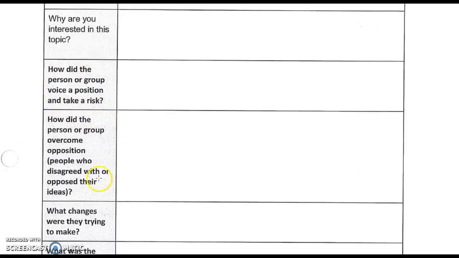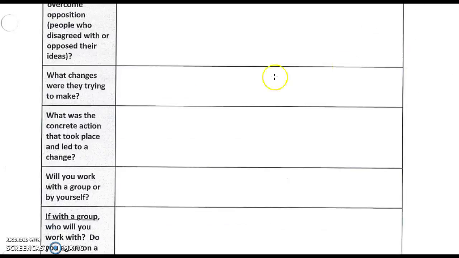How did the person or group overcome opposition, meaning people who disagreed with or opposed their ideas? What changes were they trying to make? And then finally, what was the concrete action that took place? They actually needed to at least make an attempt at taking an action that would make that change. And that should be the main focus of your product, proving basically that the person or group you chose fits into those 4 categories.